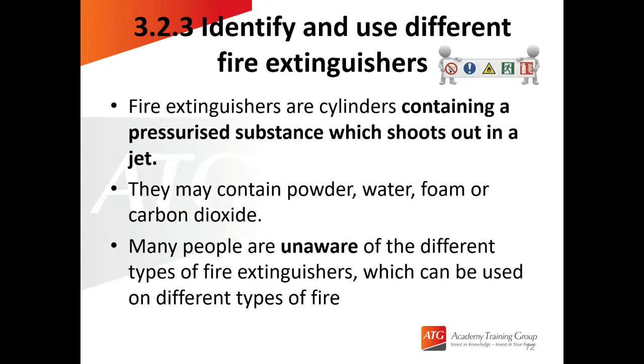Identify and use different fire extinguishers. Fire extinguishers are cylinders containing a pressurized substance which shoots out in a jet form. This may contain powder, water, foam, or even carbon dioxide. Many people are unaware of the different types of fire extinguishers which can be used on different types of fires.